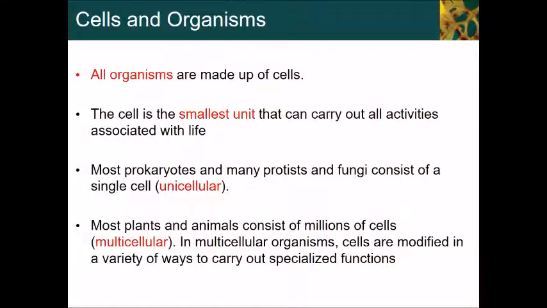Now, what are organisms and what are cells? Organisms are living things, okay? So all organisms are made up of cells. Meanwhile, a cell is the smallest unit that can carry out all activities associated with life. If the organism is made up of only a single cell, it is known as unicellular, such as protists, fungi, and also most of the prokaryotes.